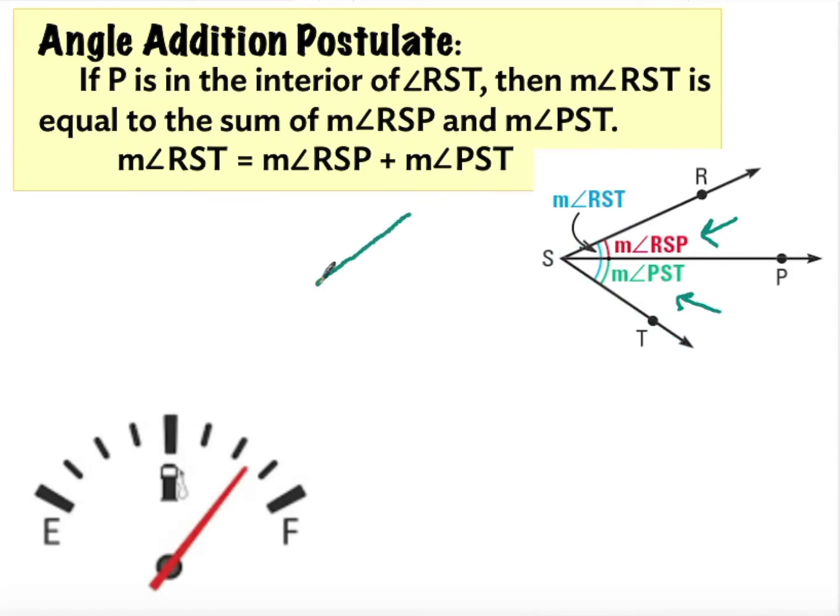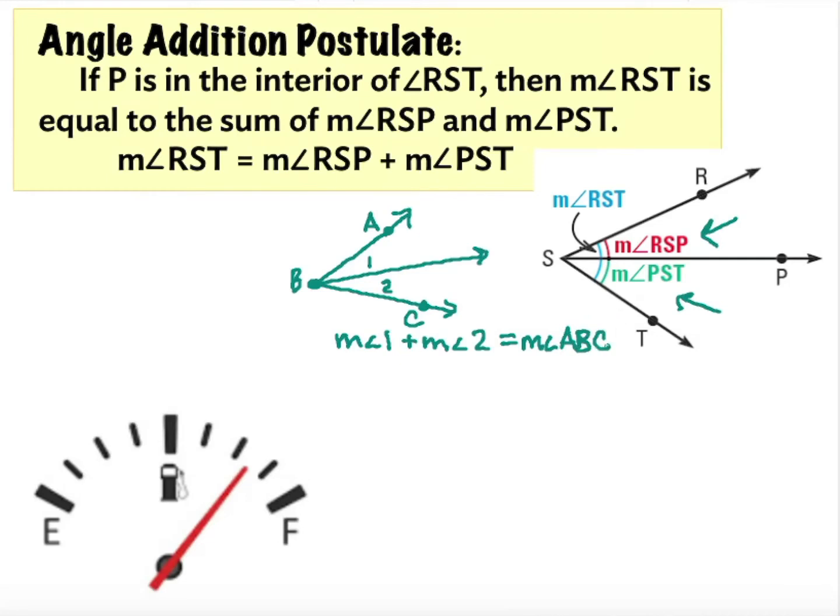We could draw it a little more simply if we went like this. This is why I like to number angles sometimes. I'll call that angle 1 and angle 2. So I could say the measure of angle 1 plus the measure of angle 2 equals, and then I'd have to label these. Maybe call them A, B, C. Equals the measure of angle ABC. So the B can go in the center that time. So that's the angle addition postulate, and I'm just going to show you a little example here.